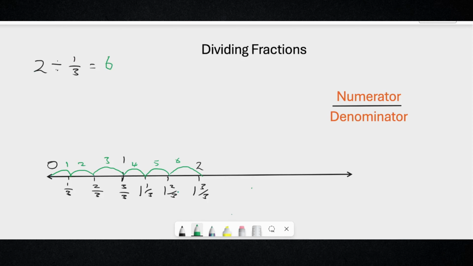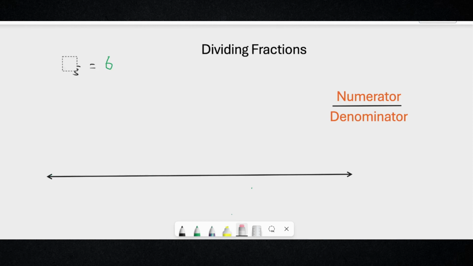Okay, now let's try another one. It may seem a little more complicated initially. Let's say we want 5/8 and we want to divide it by 1/4. How are we going to do that? 5/8 divided by 1/4 using our number line.